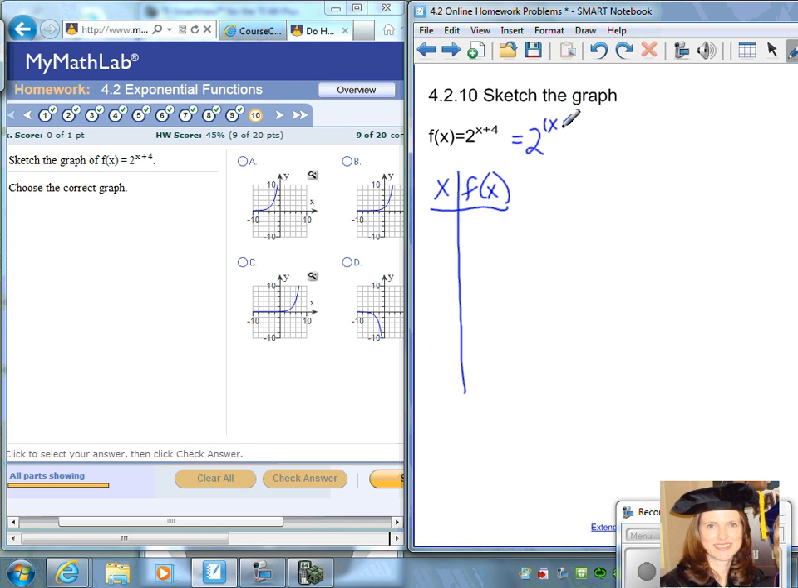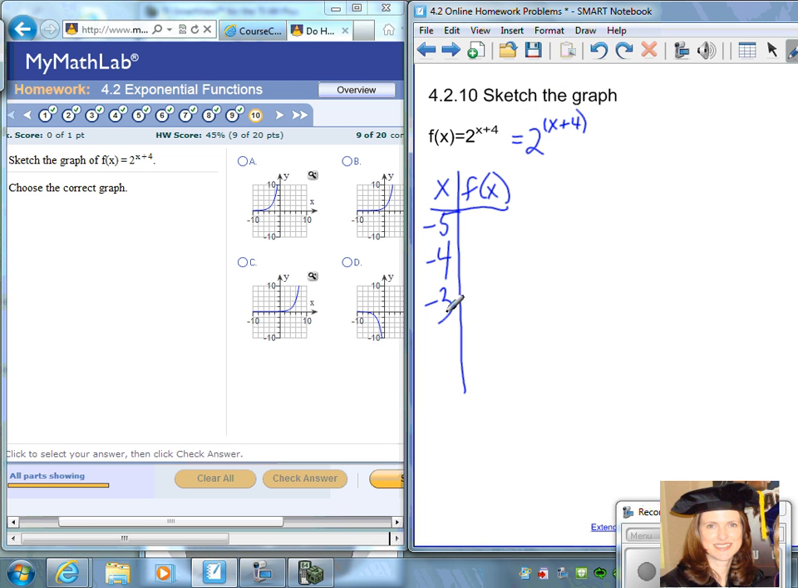You can make a table of values, but when you think back about the effects of translating graphs, think of this like an x plus 4 in parentheses. When we did this with graphing parabolas, the plus 4 in the parentheses actually shifts the whole graph to the left 4. So instead of doing my typical -1, 0, 1, think about shifting this whole graph to the left 4. So I'm going to use -4, -5, and -3 as a few points to get.